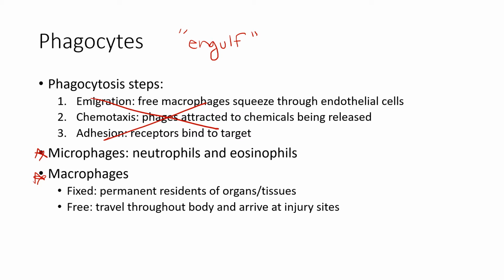And then macrophages. There are two different types of macrophages, fixed and free. Do you know the difference? Fixed are going to be permanent residents of various organs and tissues, while free are going to travel throughout the body and specifically go to areas that need them. So make sure you know microphages and macrophages. Again, the only difference is size, so being big or small, and then kind of what they do here.